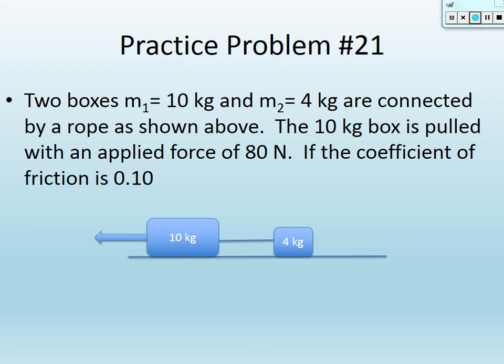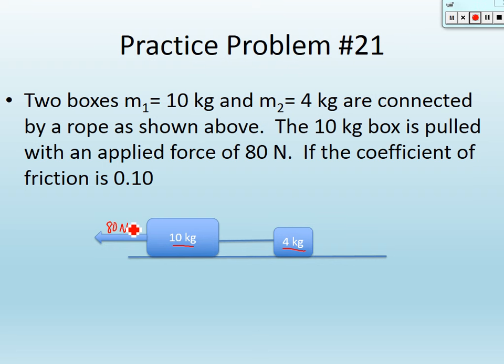Okay, one more concept in this chapter, and it's this kind of problem right here. So practice problem number 21. I'd like to go through this one with you, and then you guys can do practice problem number 22 on your own. It says two boxes. M1 is 10 kgs, so this is the first box, and M2 is 4 kg, so this is the second box, are connected by a rope. So there's this rope right here. The 10 kg box is pulled with an applied force of 80 newtons. So this must be your applied force of 80 newtons.